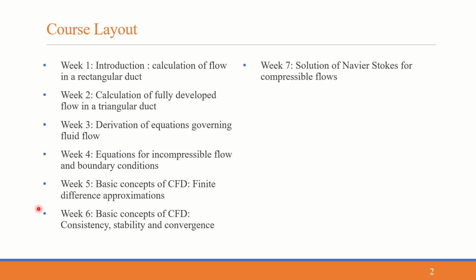And week 7 is about solution of Navier-Stokes equations for compressible flows. So we have compressible flows and incompressible flows based on the Mach number. For compressible flows, density is varying, so we are not taking it out as a constant in the continuity equation. It remains in the continuity equation. So we have methods like the Beam-Warming scheme and the MacCormack scheme. Those schemes are specifically designed to get the solution of Navier-Stokes equations for compressible flows.